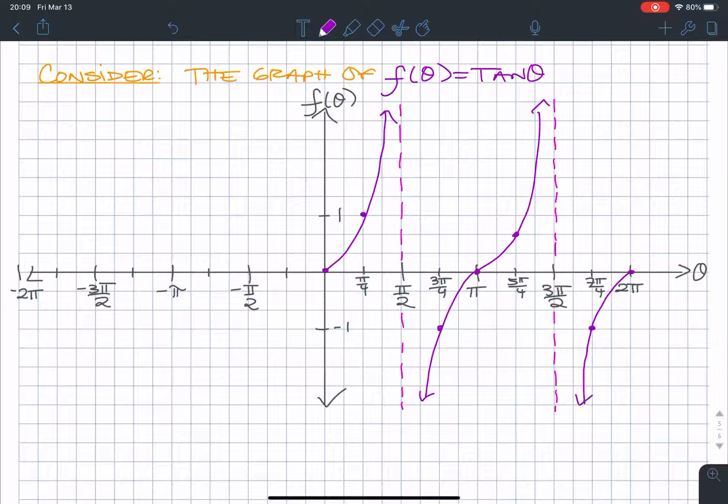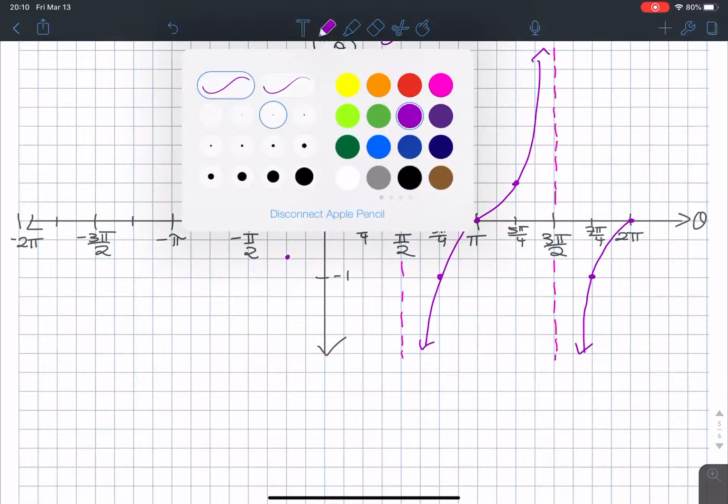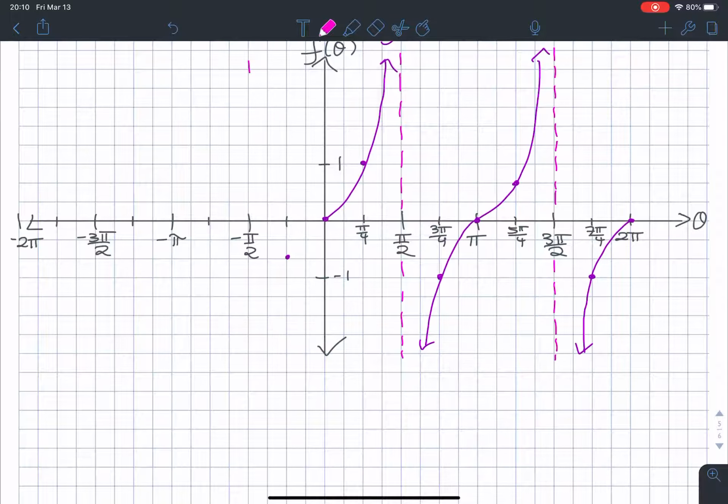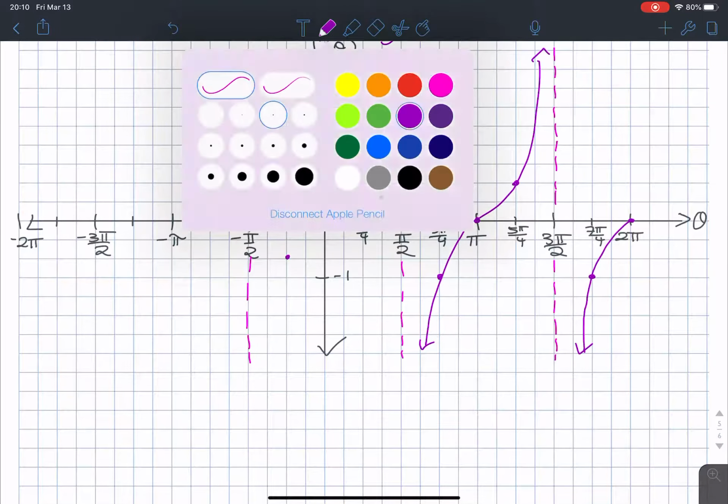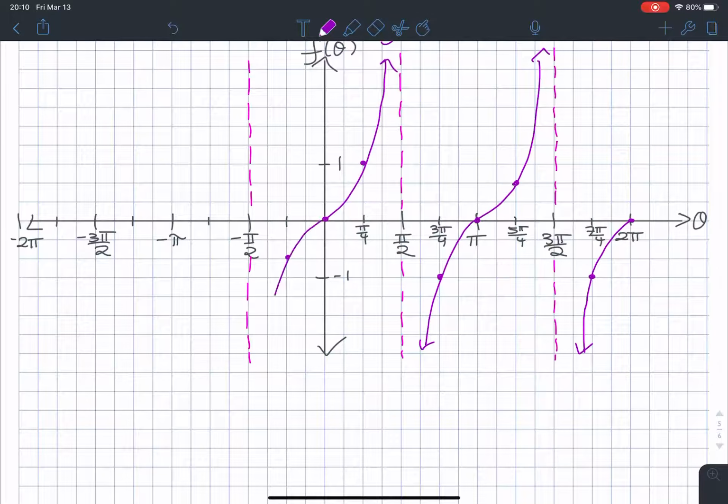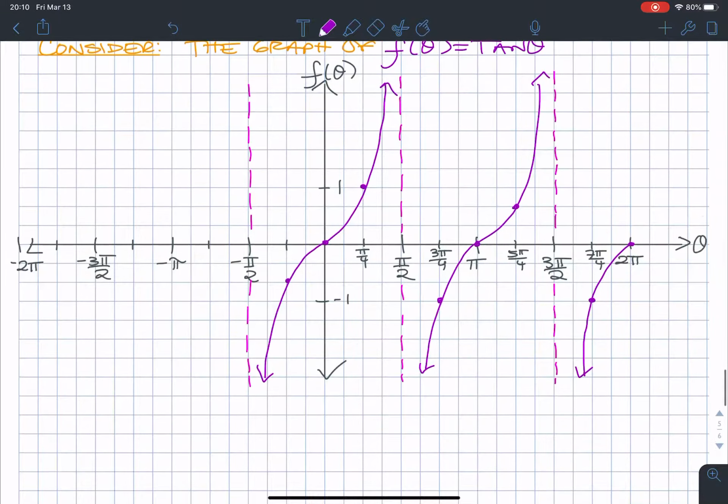So, okay, let's go backwards. If I go back 1 quadrant to the left, that's the same as 7 pi over 4. And 2 quadrants, negative pi over 2 is the same as positive 3 pi over 2, so I know that there's a vertical asymptote there. So it looks like tangent repeats every 2 quadrants.